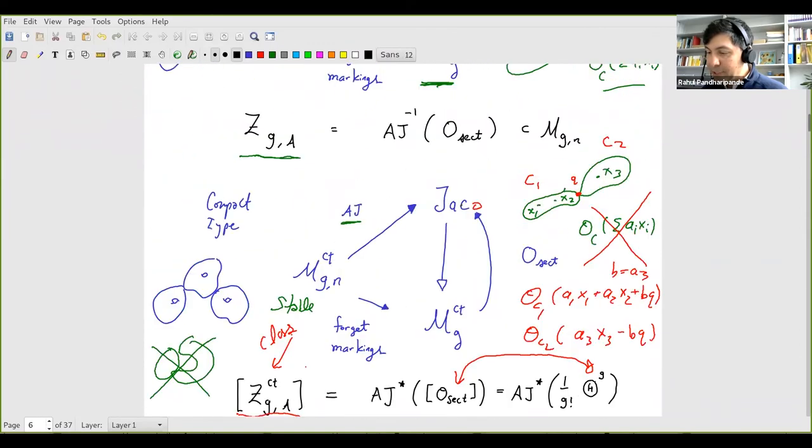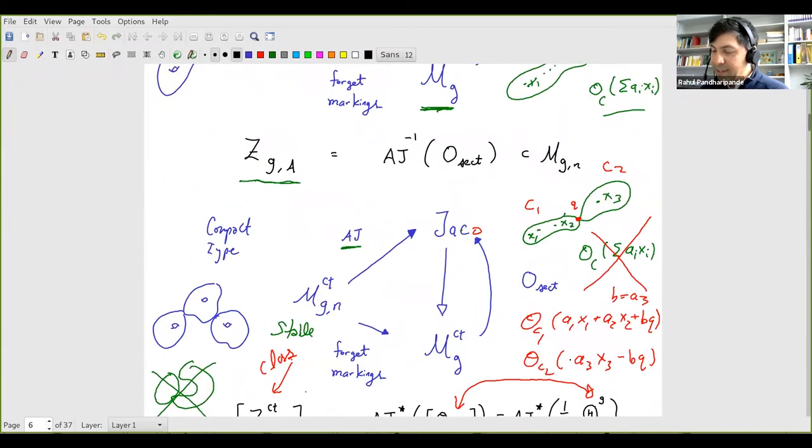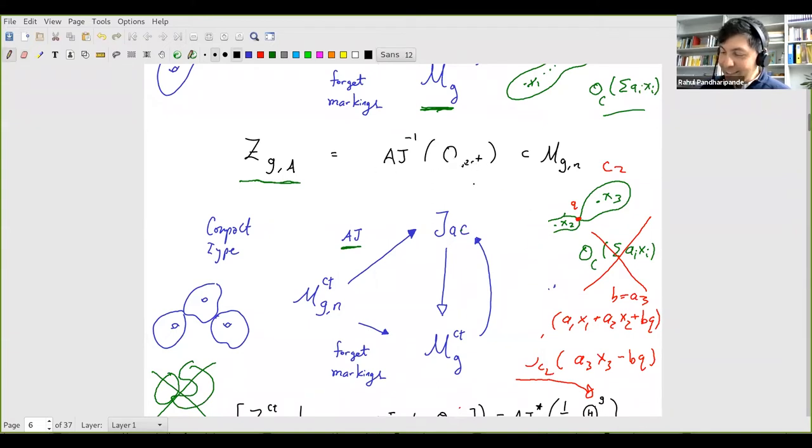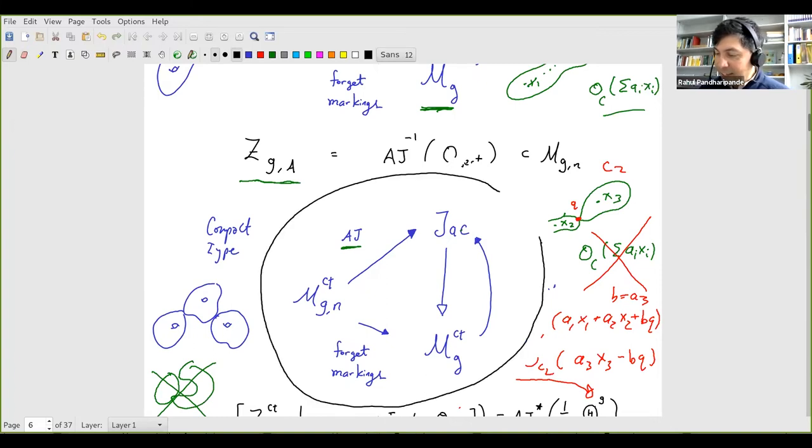You could come back to this picture here, and let me try to get rid of some of the excess now. There must be a better way to do this, but I'm just going to erase it. So if we look at this diagram, we can just say, all right, I just want to make this a stable curve. Then the first thing I have to think about: the forgetful map is fine. Now there's a question, well, what do I do about this Jacobian?